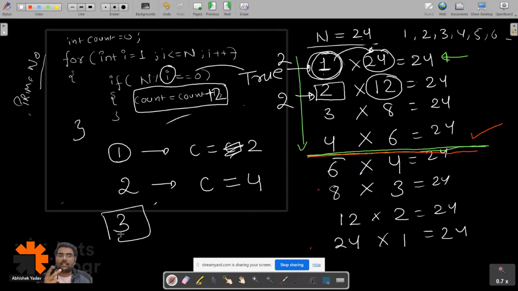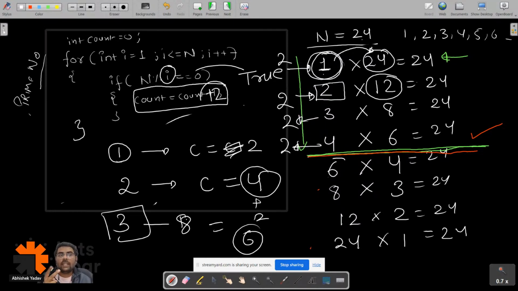If 3 is a factor, then I can easily get the next factor also, that is 8. So again, I will add 2 to it. That is 6 here. At this moment, I am getting 2 factors. So that's why I can increase by 2. Yes or no, guys? Is it clear? Please write in the chat if it is clear, or should I again explain this part? Clear, right? Yeah.